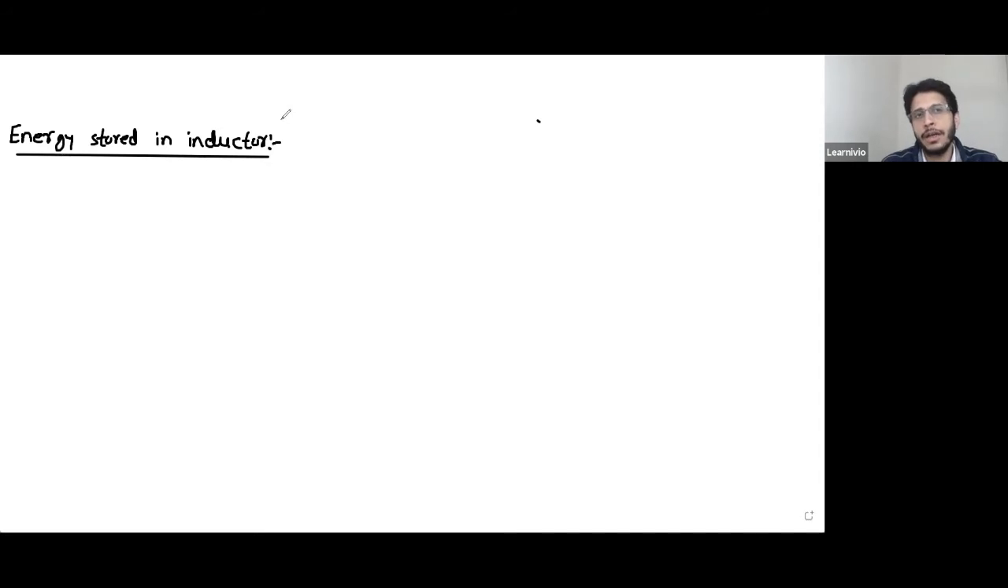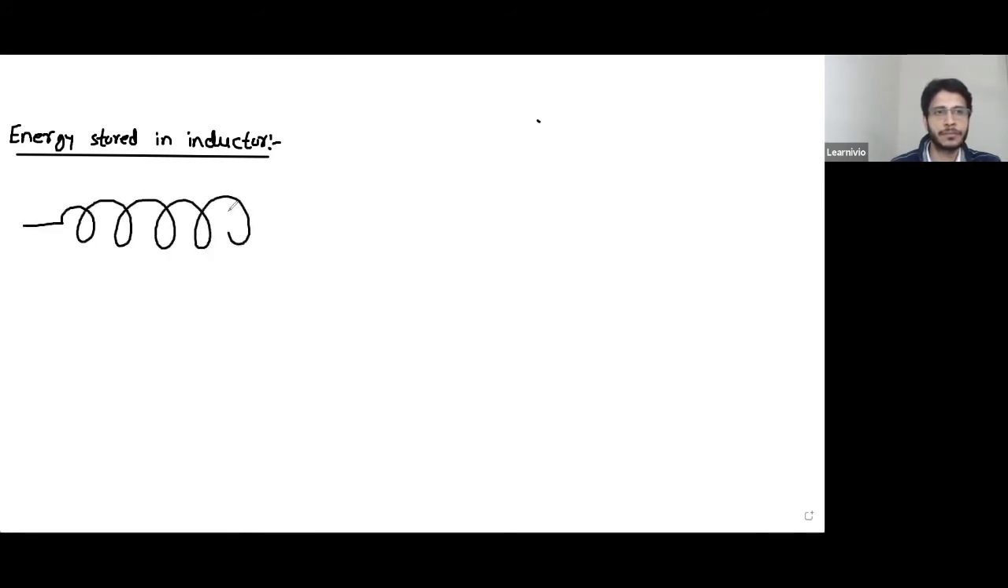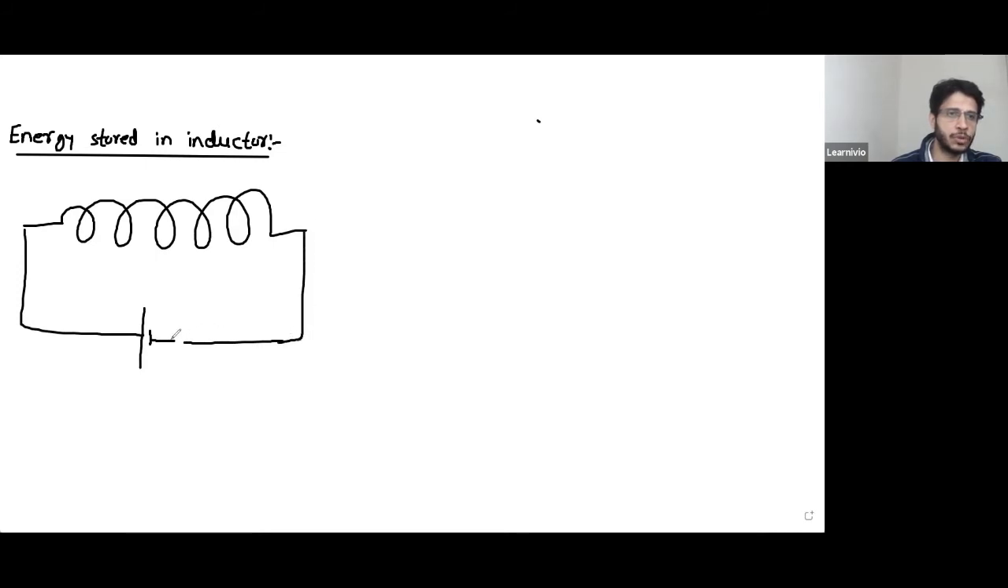So in an inductor, energy is stored in the form of magnetic field. Say you have this inductor. If I connect this inductor through a cell, the key is open. As soon as I close this key, the current in the inductor will try to increase.